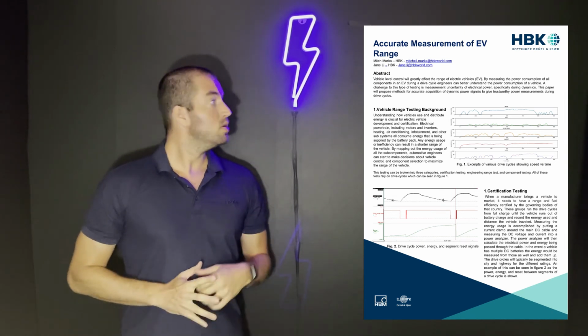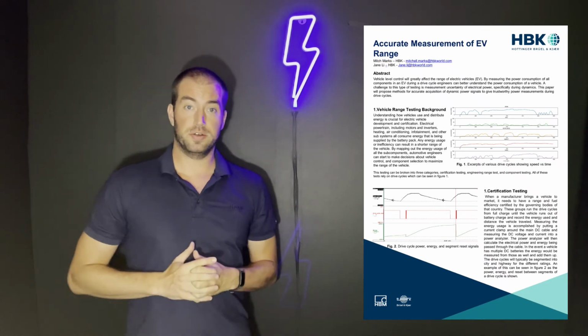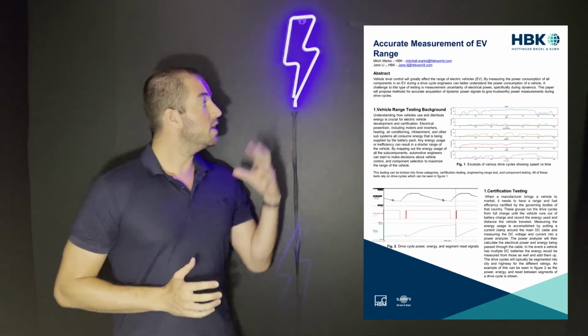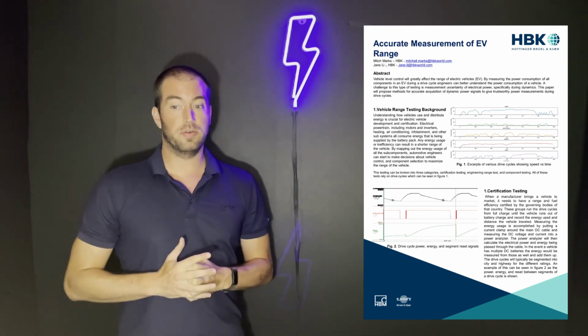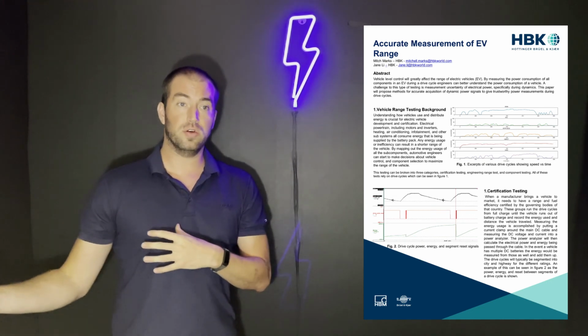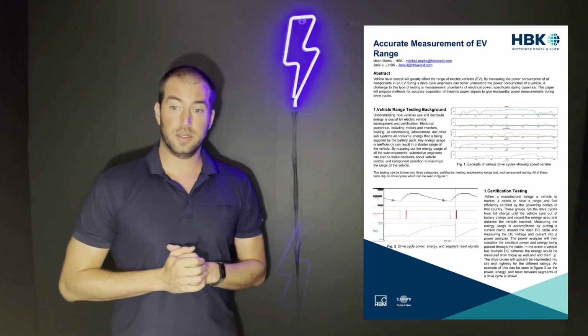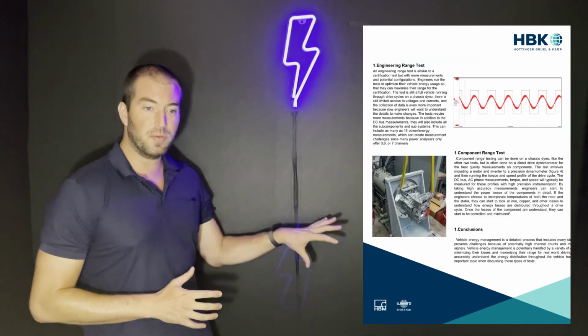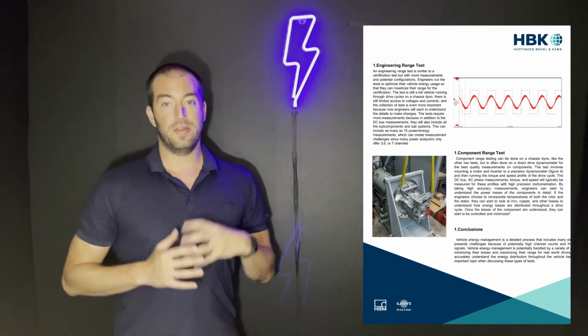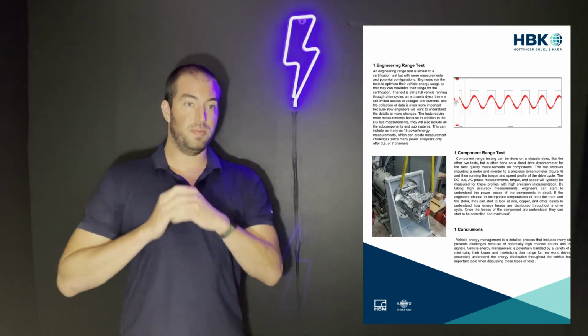So in conclusion, to get vehicle range, we need to run a certification test. To get the best range in that certification, we need to optimize the system in an engineering range test, where we run the vehicle through a series of drive cycles. And then lastly, to maximize the range, we need to optimize our components. Through this component range test, we're able to maximize our range.